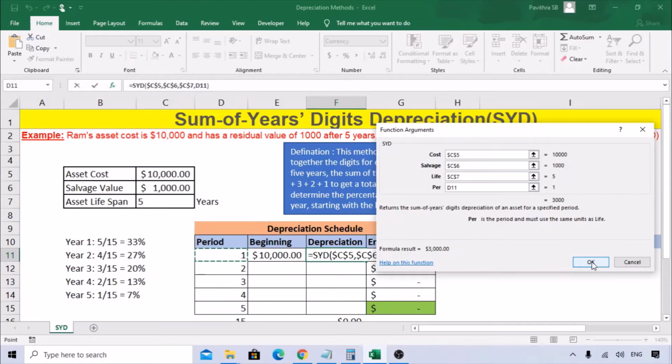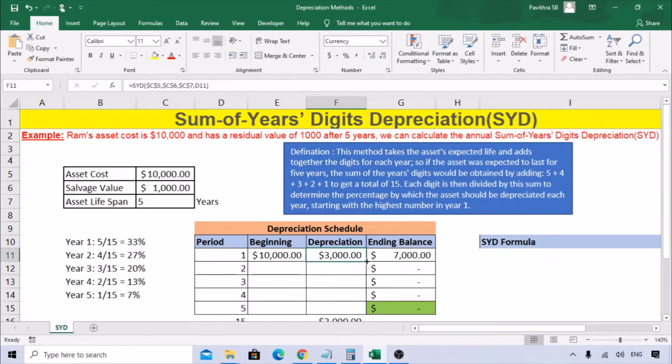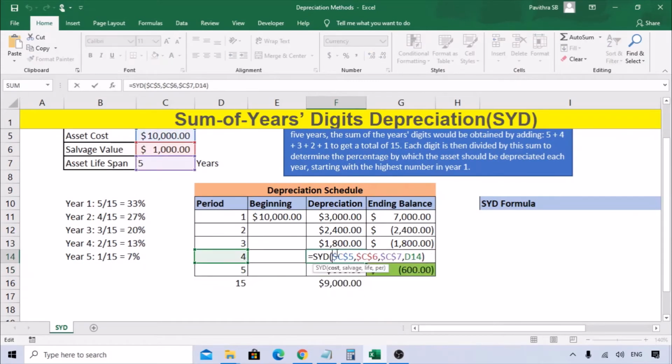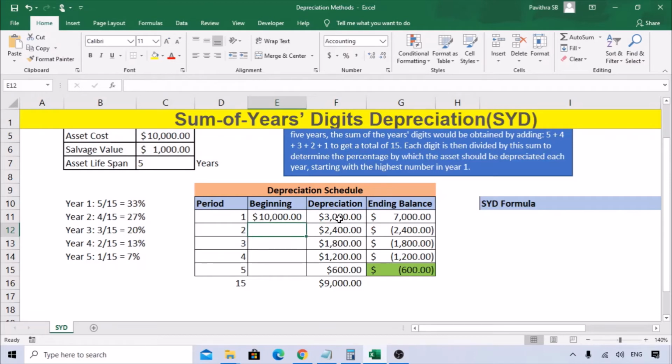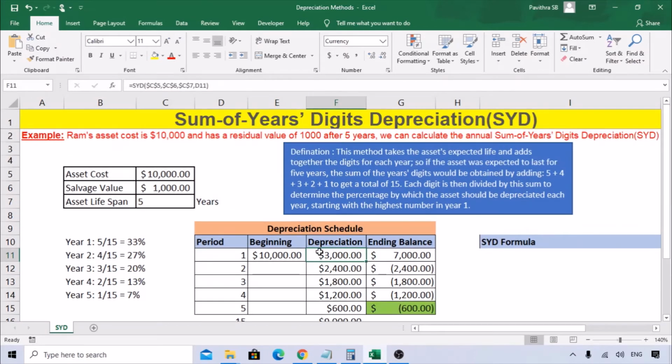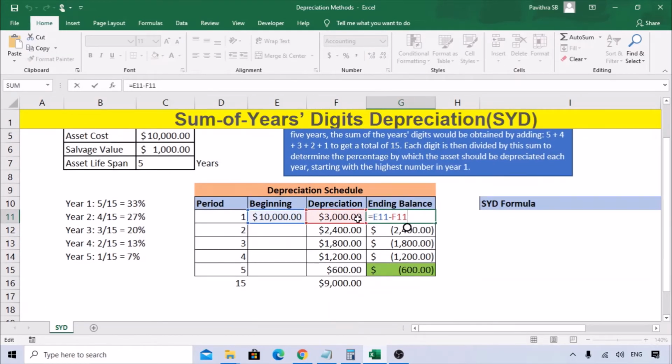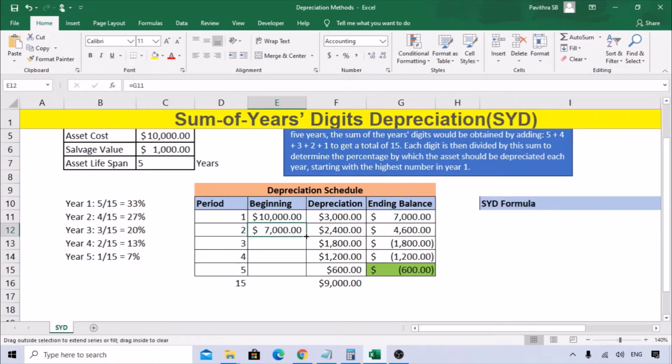So I'm selecting this. The beginning balance will be a constant 10,000, right? For the first period, I'm not going to freeze it because I need to copy this formula down. Click OK. Drag this formula down. Now it is taking the fifth year, fourth year, third year, second year. As you can see here, 33% of this is calculated. Now the ending balance is nothing but the beginning minus the depreciation. The first year ending balance will be the second year beginning balance. So I'm selecting this and copying it down.